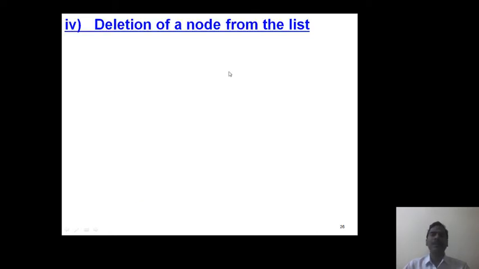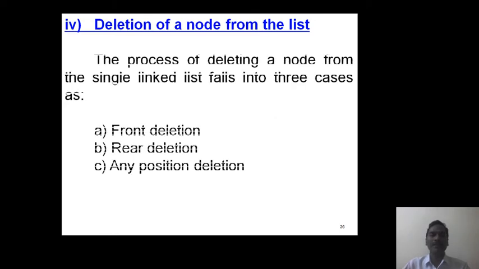Now we go for the way of deleting a node from the list. Similar to the insertion process, a node can be deleted from the single linked list with three possible cases: front deletion, rear deletion and any position deletion.